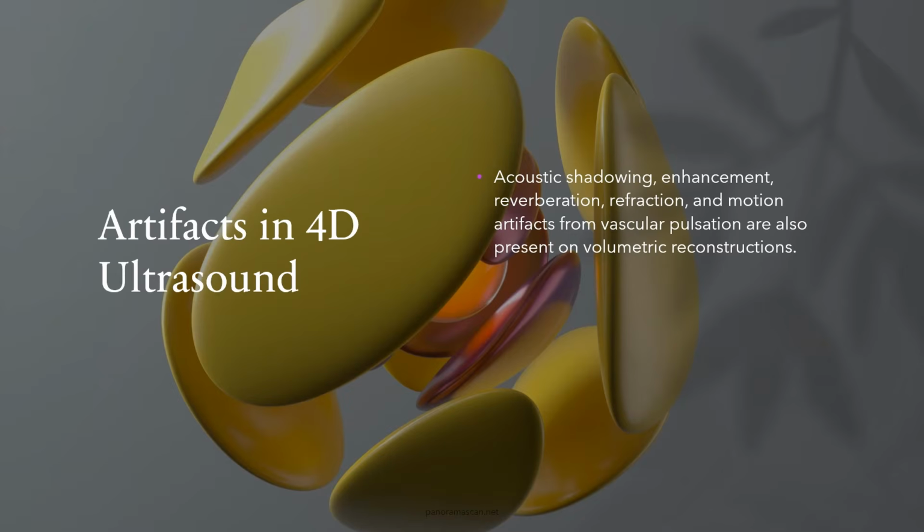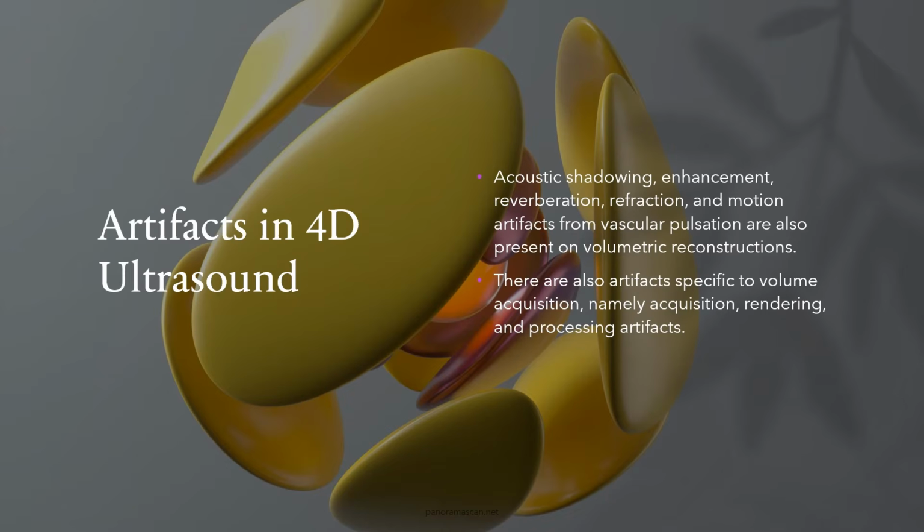Acoustic enhancement, which happens when sound waves pass through hypoechoic or fluid-filled tissues, causing brighter areas to appear in the image. While this can be useful in certain circumstances, it can also create confusion if not properly interpreted. Reverberation, which causes multiple echoes and can result in false structures being displayed, making the image harder to interpret. Refraction, where the bending of sound waves causes distortion of the image, leading to inaccuracies in the depiction of structures.